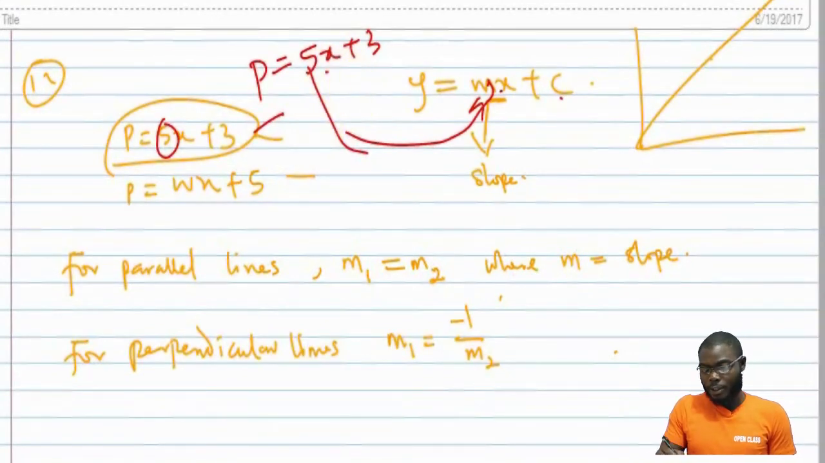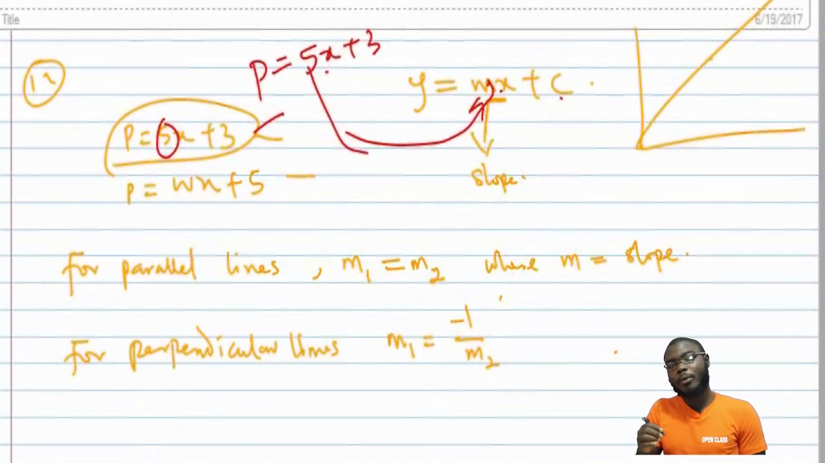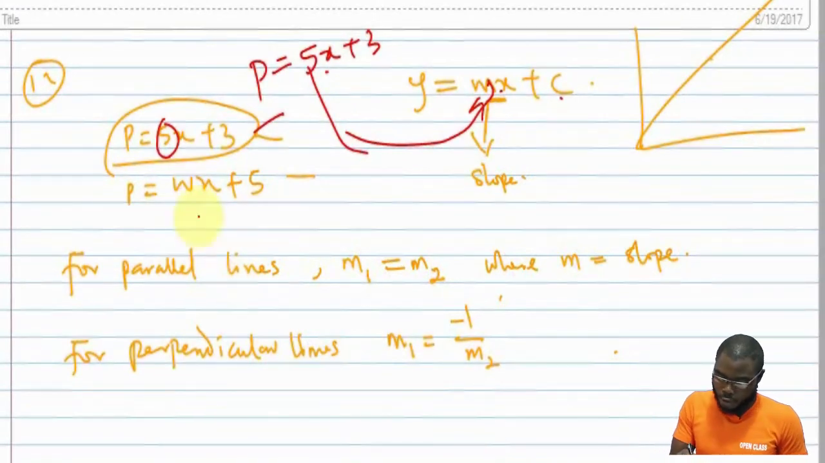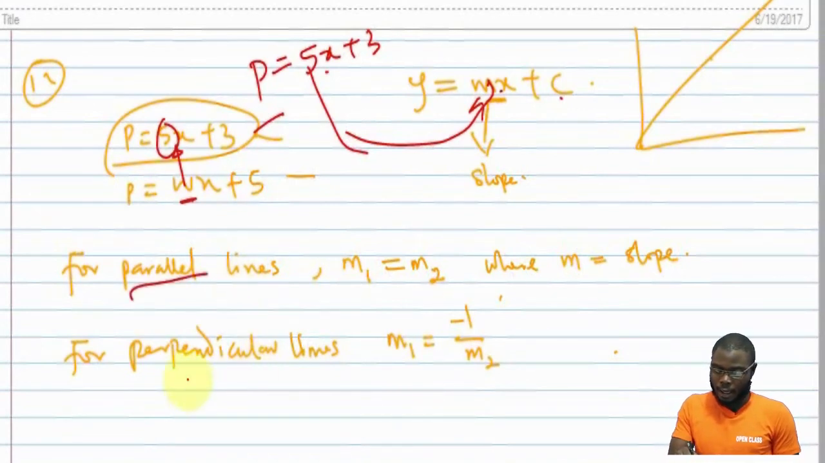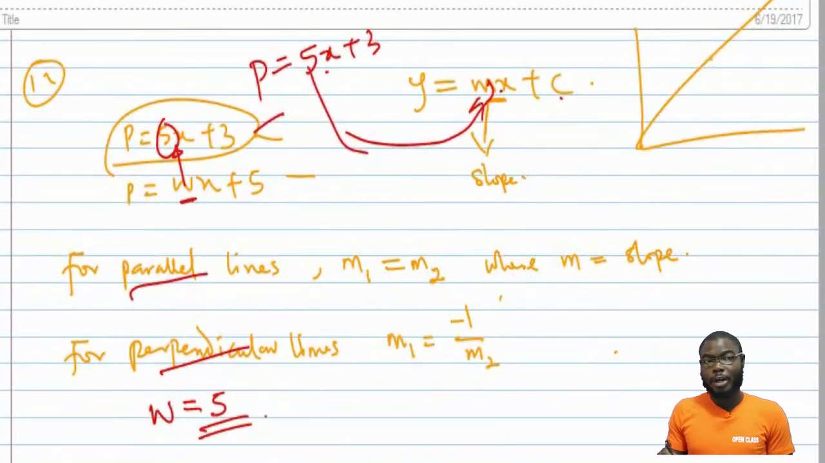Because it's a parallel line, m1 must equal m2. The slope of the second equation is w, so w is directly equal to 5. There's nothing to solve actually, you just need to know this theorem. So your w equals 5. Looking at the options, A is 7, B is 3, C is 6, and D is 5. So your option is D.